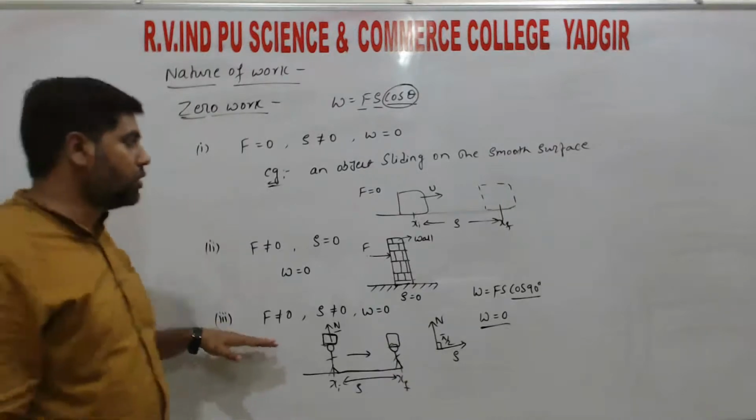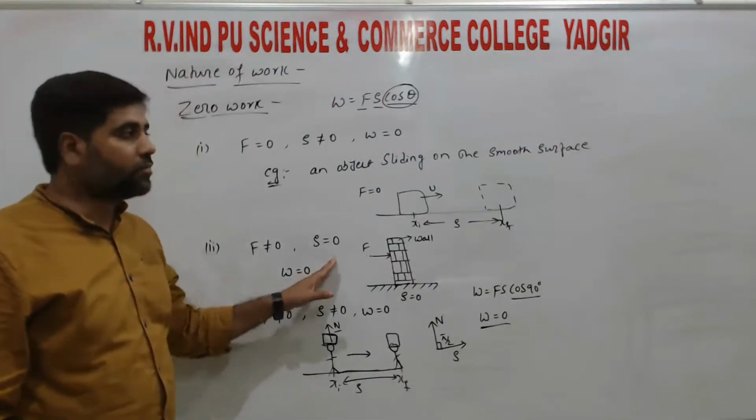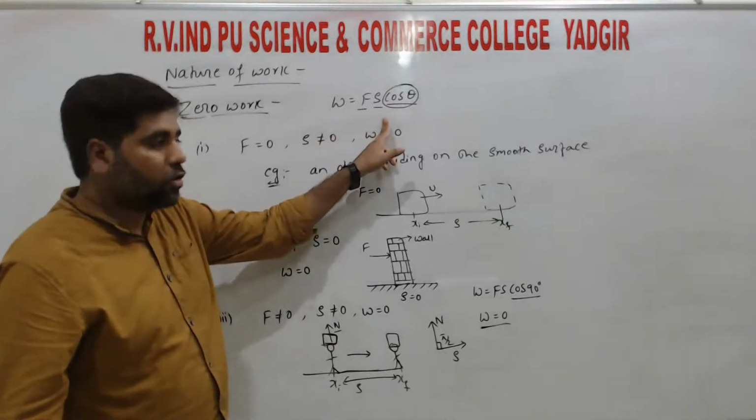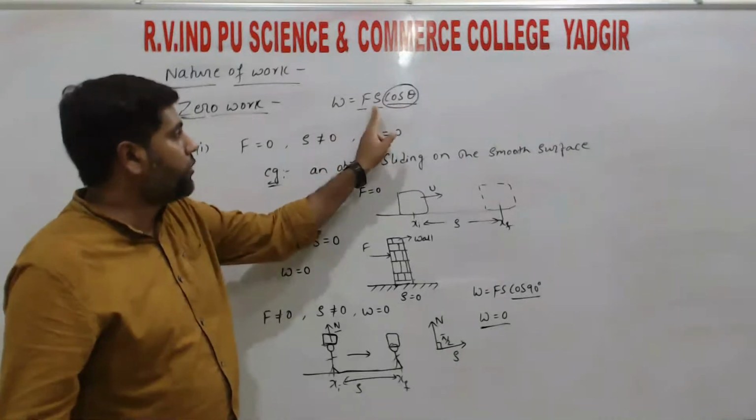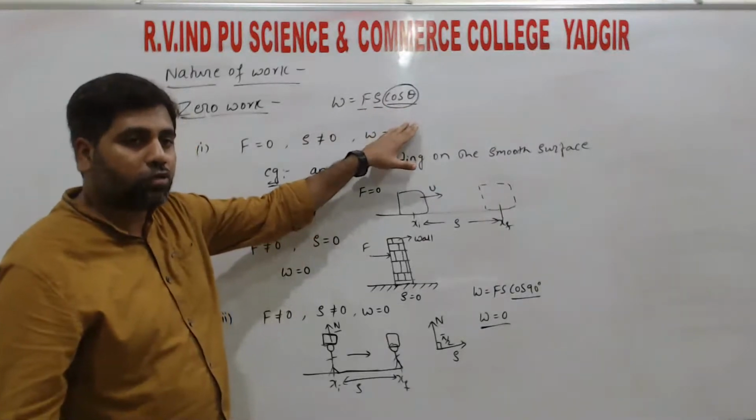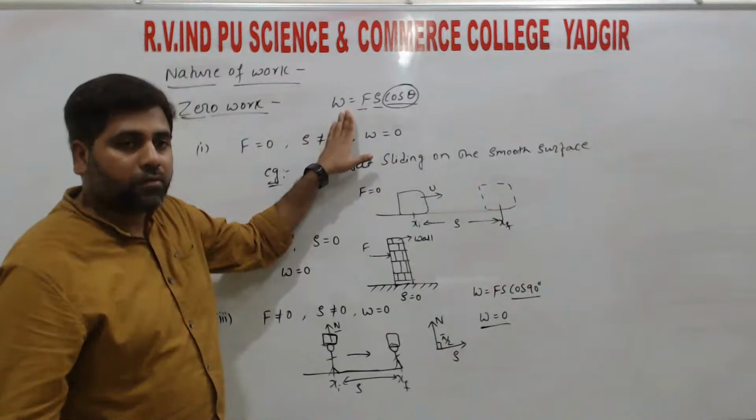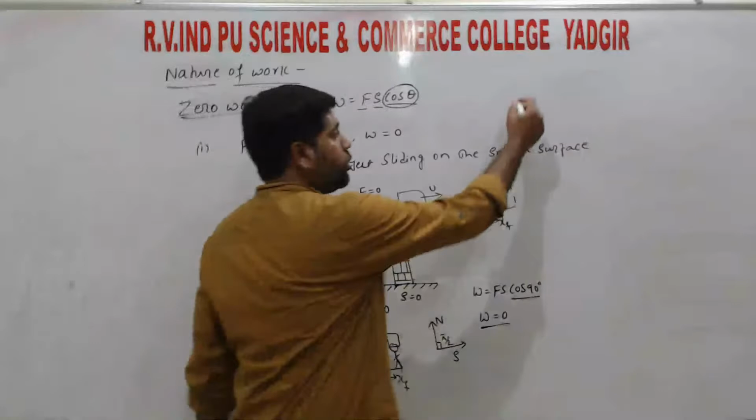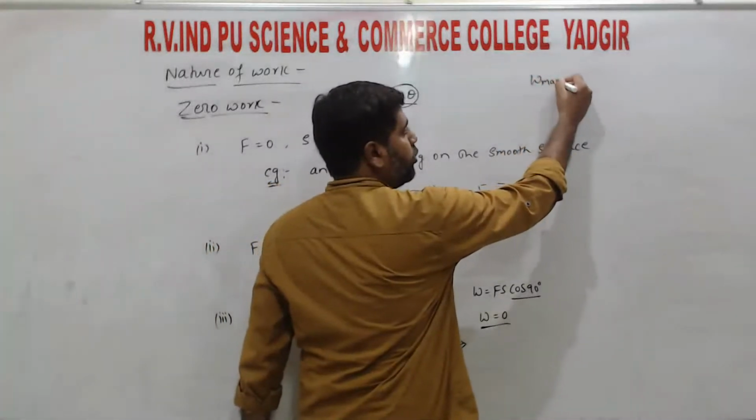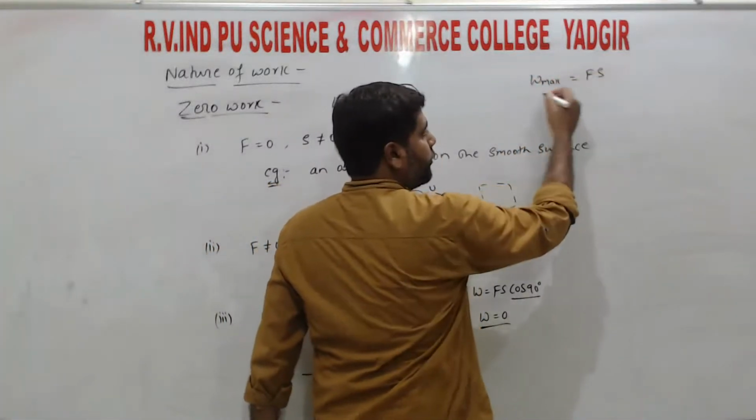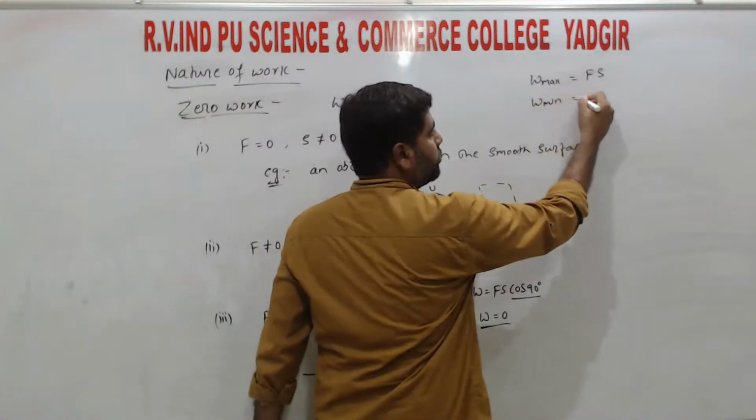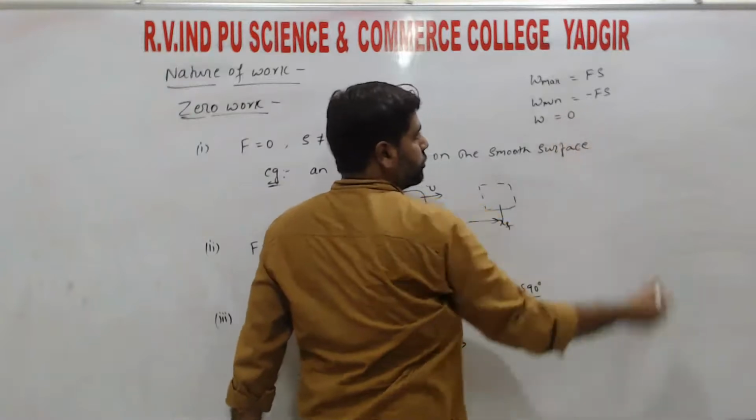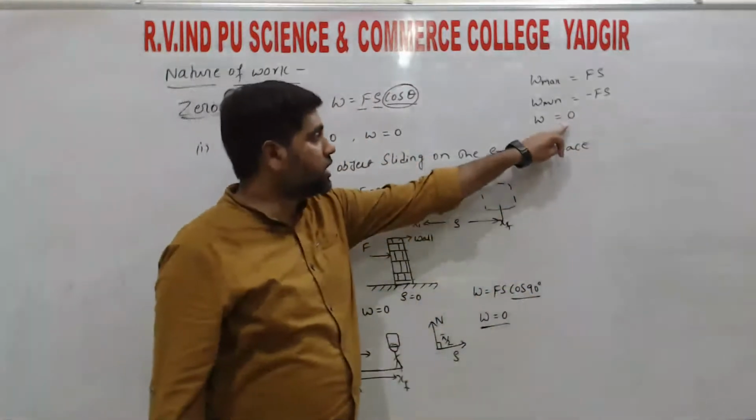The three possible cases: when force is 0, work is 0; when displacement is 0, work is 0; and when the angle between force and displacement is perpendicular, work is 0. Regarding the nature of work, maximum work W is equal to Fs, minimum work W is equal to minus Fs, and there is also zero work. Zero is not the minimum work.